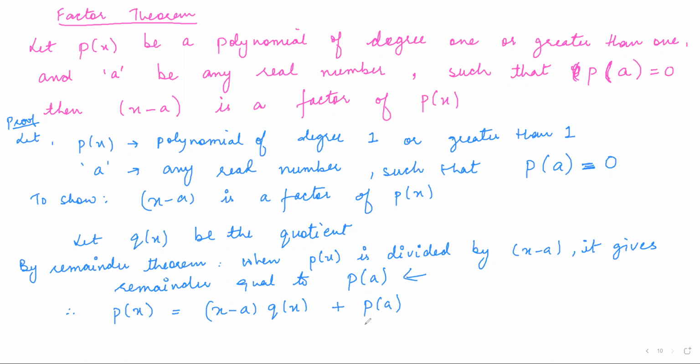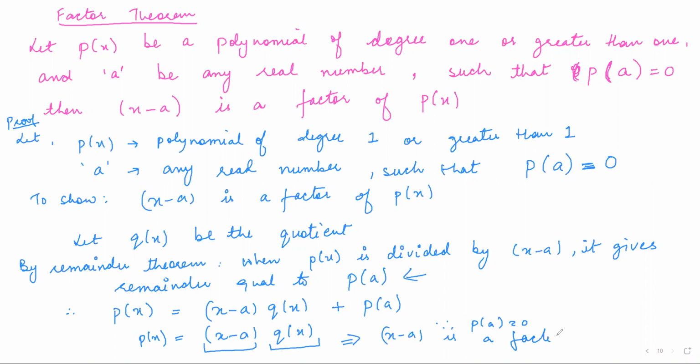Now, in this situation, your P of a is actually equal to 0. There is no remainder. So that means P(x) is equal to x minus a into Q(x) only. Why? Because P of a is equal to 0. So now you have seen that P(x) can be written as x minus a multiplied by some quotient. So what does it imply? It implies that x minus a is a factor of P(x). That's it. See, the same thing which I explained before, it's just a proper way of writing. That's it.